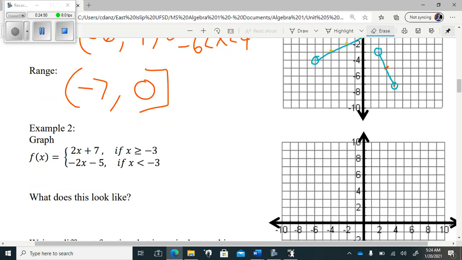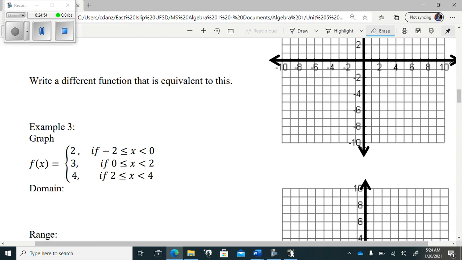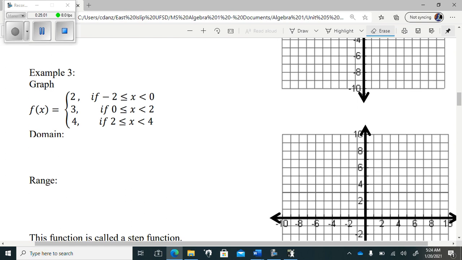I think I'm just going to do one more function. I guess I'll do example 3. We'll see how my time is if I do any more.